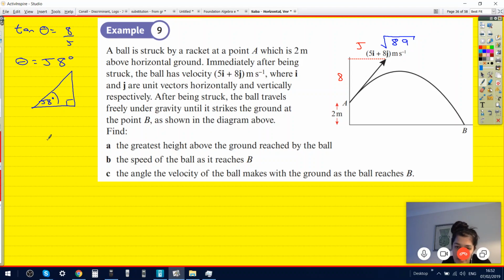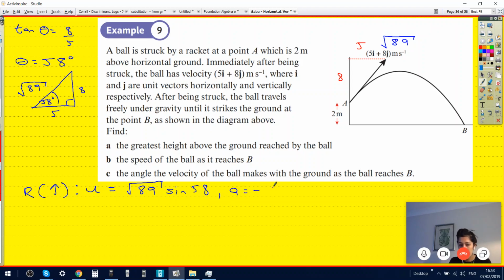Greatest height. So root 89, now let's keep it in terms of that. So 5i plus 8j, in the little long brackets, 5 over 8. Sine, yep, 58. And what is that? That is u. Oh yeah, I knew that. Greatest height, v is 0. A is minus 9.8, and t we do not know, and s I'm trying to find out.